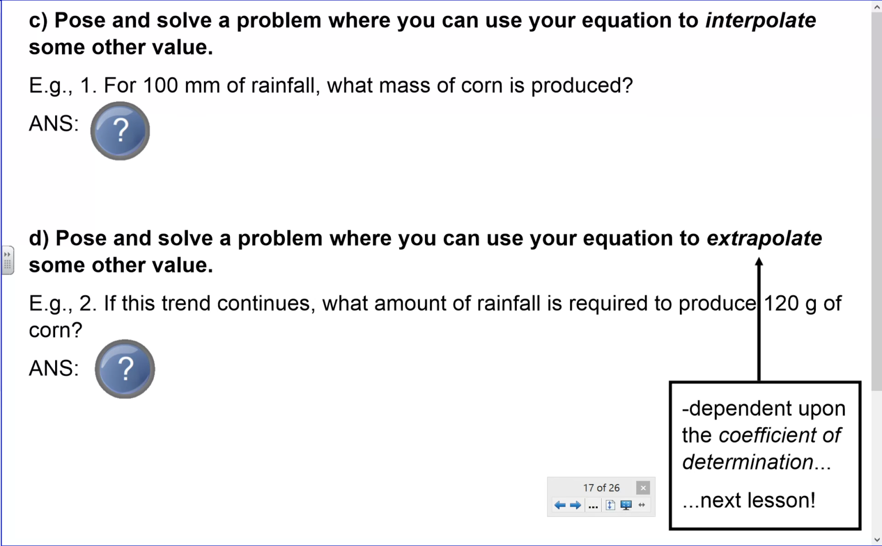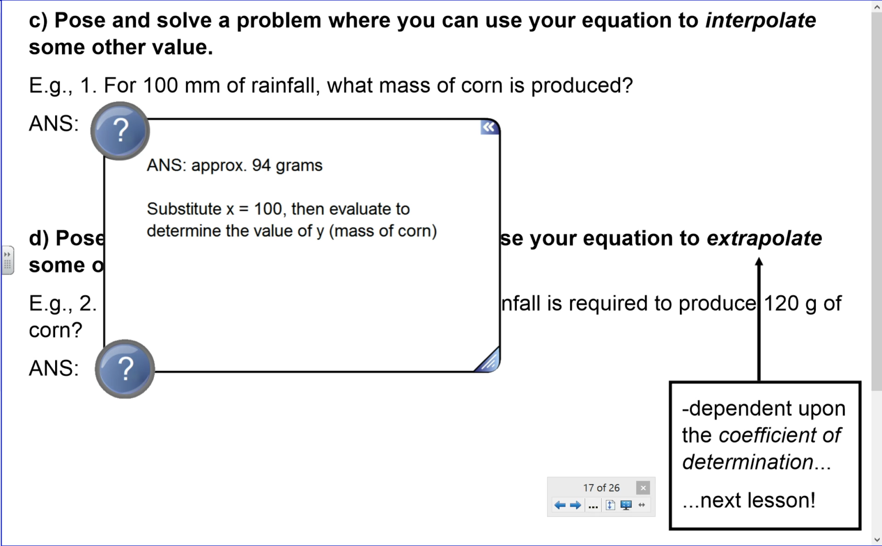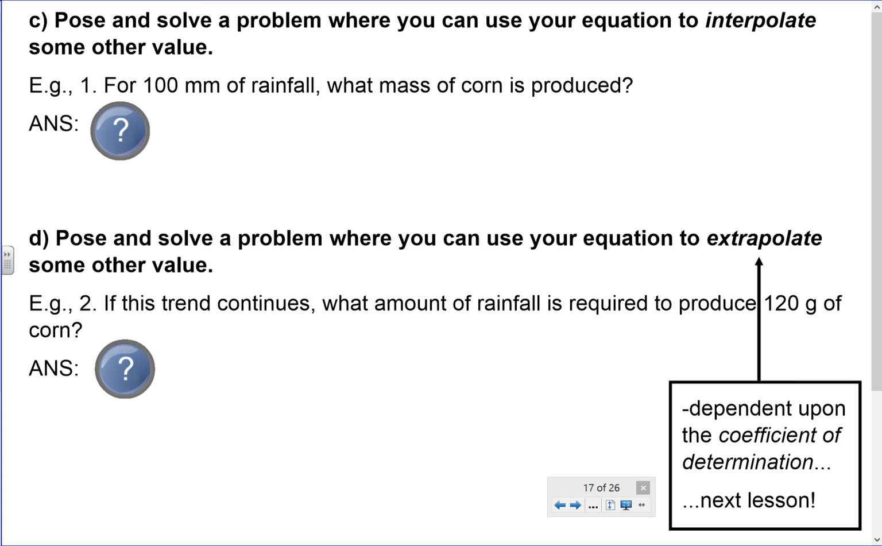So what we'll end up doing to do the interpolation, so let's say for 100 millimeters of rainfall, if you go ahead and calculate that with your equation, I would actually have you do that. Substitute x and do some operations to calculate y. So you should get about 94 grams of corn. Now, for the second question, I'm just going to close down this information bubble. For the second one, I've made up a question here. That is, if the trend continues, what amount of rainfall would produce 120 grams of corn?